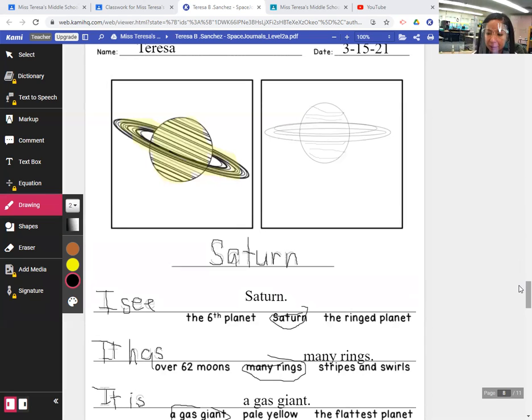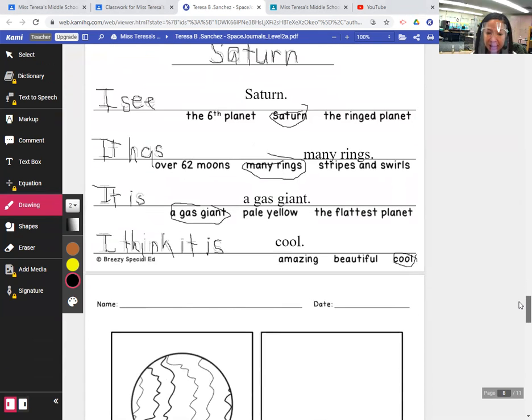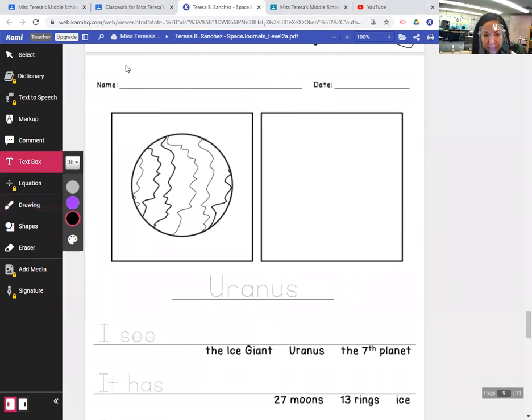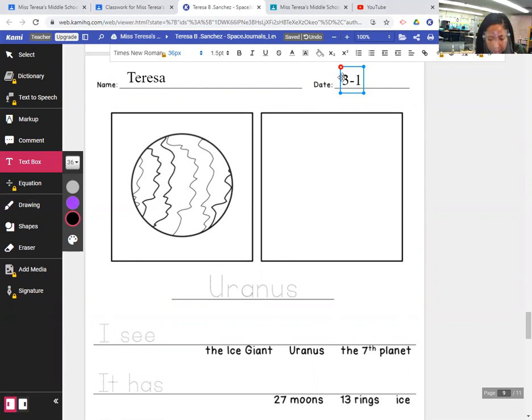Morning. Okay, I'm going to do the writing page with you, the journal page for this morning. So yesterday we wrote about Saturn. Today we are writing about Uranus. Okay, so let's write. First write your name on the top of your paper. Print your first name. And the date. So today is Tuesday, March 16, 2021.